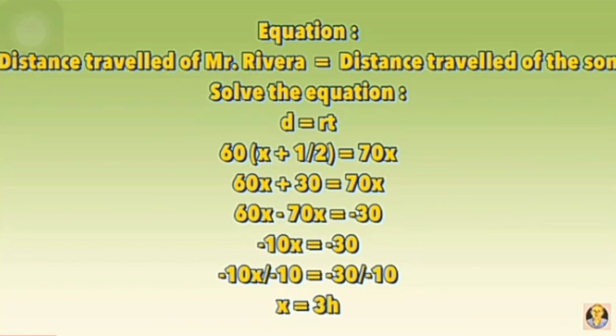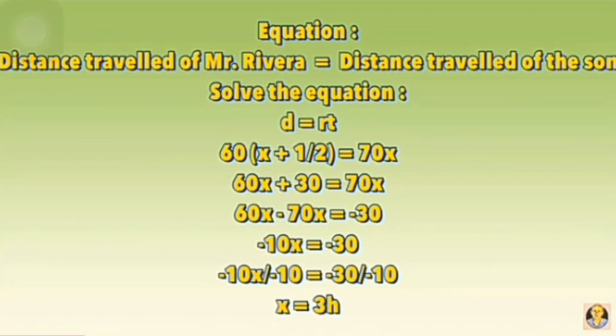To solve the equation, since we have the distance is equal to RT, and equal to RT, then we have to substitute the rate of Mr. Rivera, which is 60, and the time covered by Mr. Rivera is x plus 1/2, equals the rate of the son, which is 70, times x. We use x because the time traveled of the son is x. Okay, then next we're going to simplify.